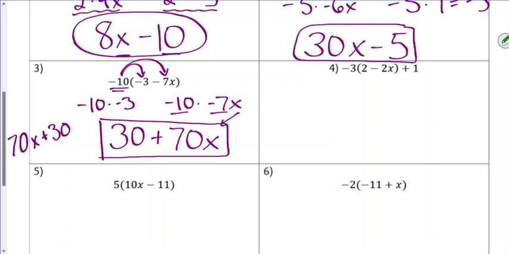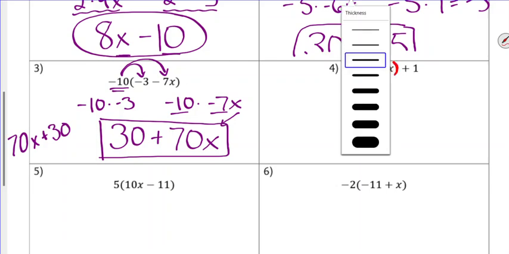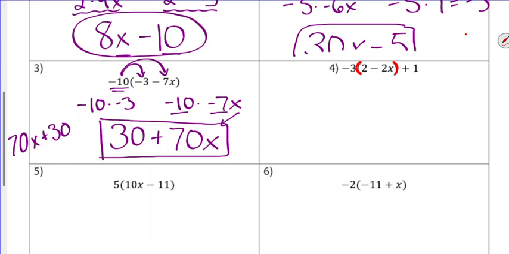Now, number 4, we have one more step. We have this plus 1 at the end, which is not a part of the multiplication. We're going to distribute into everything inside the parentheses, but we don't distribute into that 1. That's not inside the parentheses. That's just being added at the end. So actually, that's going to be my first step. I'm just going to drag that down and rewrite that with my next step, and I'll deal with that later.